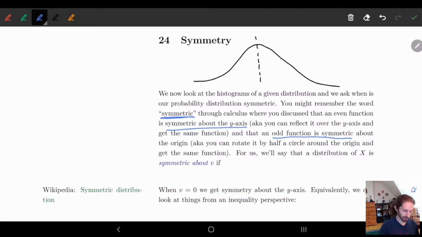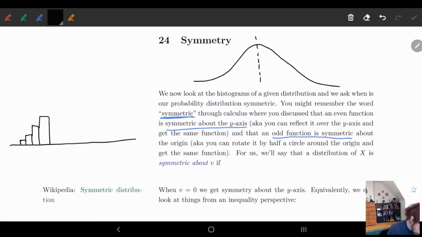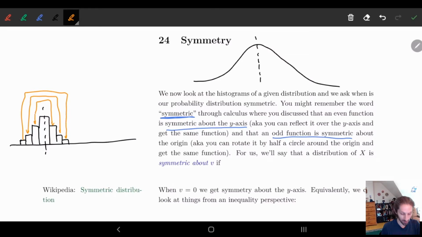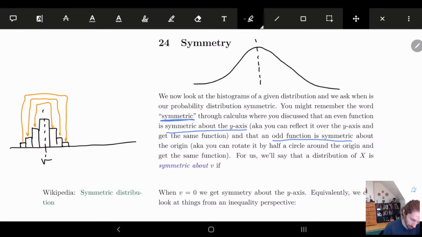But what happens in the case of a distribution? When is it symmetric? If I look at a histogram, a distribution, and I have something like this, we'll do something smaller like this. I'm not perfect, but I tried to draw a symmetric distribution. The key point here is that this and this must be equal to one another, this and this must be equal to one another, and so on. So how do we do this? If this is v here, we're going to say that our distribution is symmetric about v.